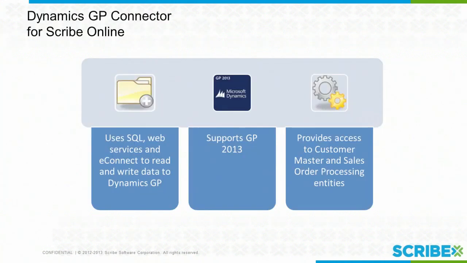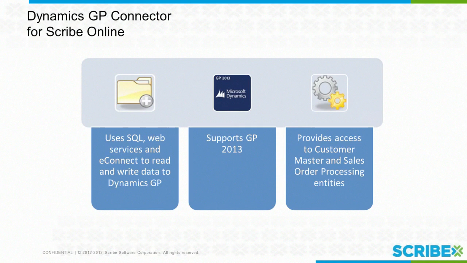So as I said earlier, we recently introduced a connector for Dynamics GP in our Scribe Online platform. Scribe offers two products. We have Scribe Online, which is our cloud data integration platform, and Scribe Insight, which is our on-premise software application. Both of these have connectivity to Dynamics GP as well as the common CRM applications like Dynamics CRM and Salesforce. We're focusing on Scribe Online today.